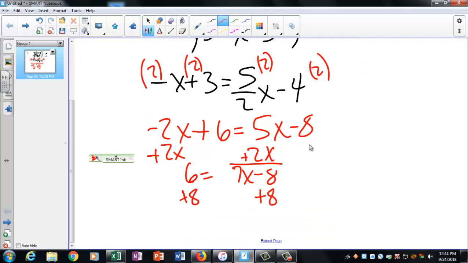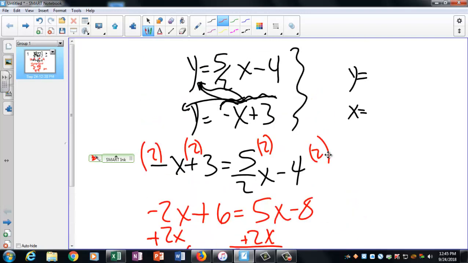Add 8, add 8. 14 is equal to 7x. Divide by 7, divide by 7. X is equal to 2. Now, that only gives you half of the answer. Okay? That only gives you half of the answer. How do you get the other half? You go back to one of these 2 equations and you plug in 2.